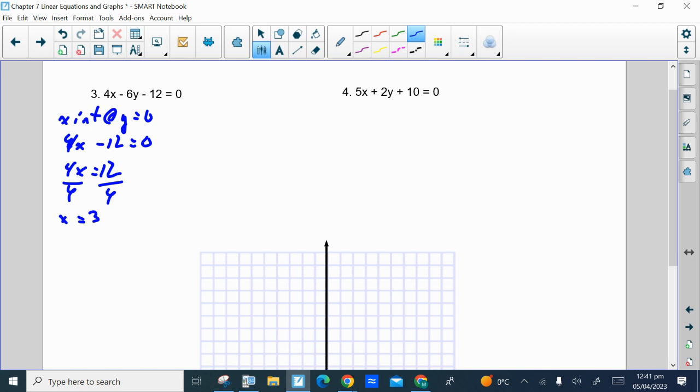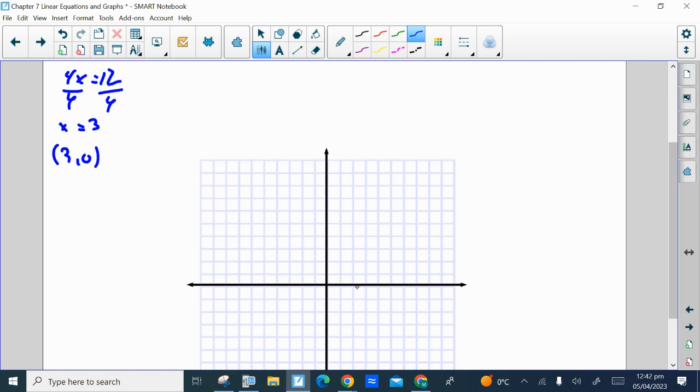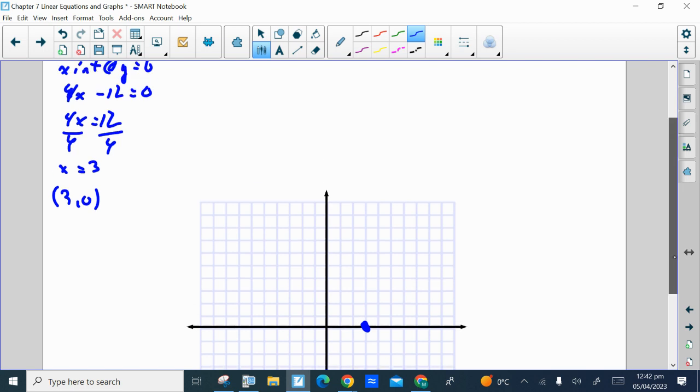So Declan, what's the coordinate of the x-intercept? That's right. We let y equals 0. X worked out to be 3. So it's the point 3, 0. That's the x-intercept, where the graph crosses the x-axis.